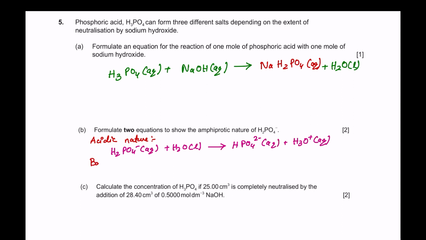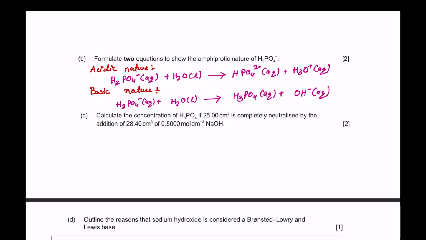The next one is the basic nature. For the basic nature, again, it should be accepting an H plus. So, H2PO4 minus aqueous plus H2O liquid. Here H2O will donate an H plus to H2PO4 minus. So it will become H3PO4 aqueous plus OH minus aqueous. So that's all about this part B. Now let's move on to part C.